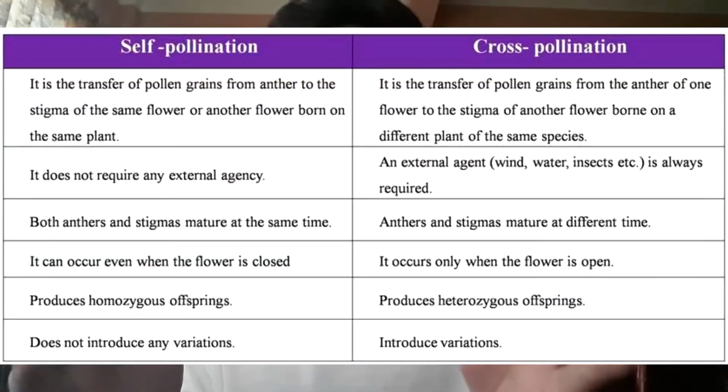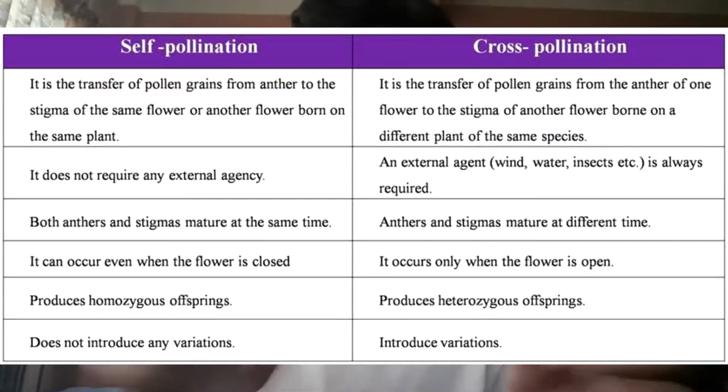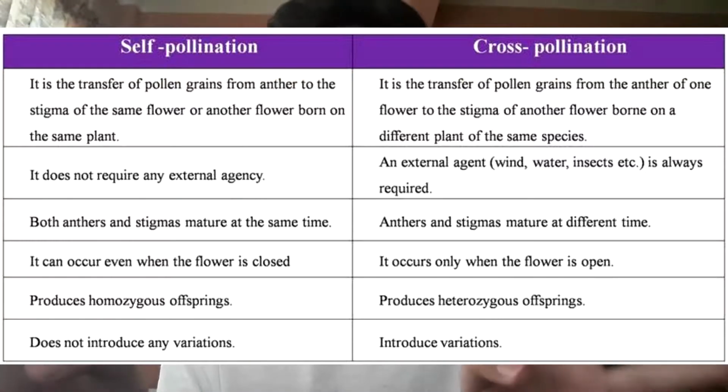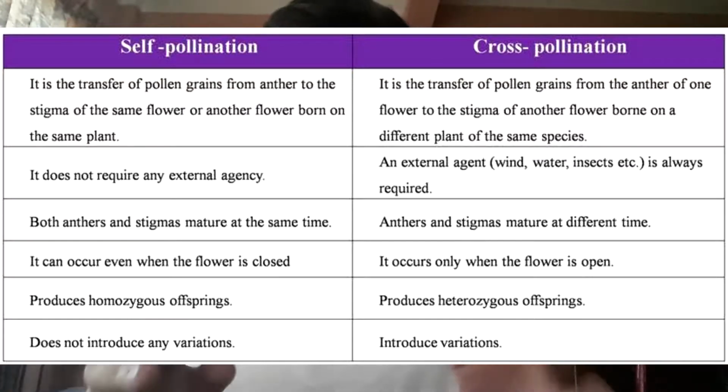Self-pollination is the transfer of pollen grains from the anther to the stigma of the same flower or another flower born on the same plant. But cross-pollination is the transfer of pollen grains from the anther of one flower to the stigma of another flower born on a different plant of the same species.